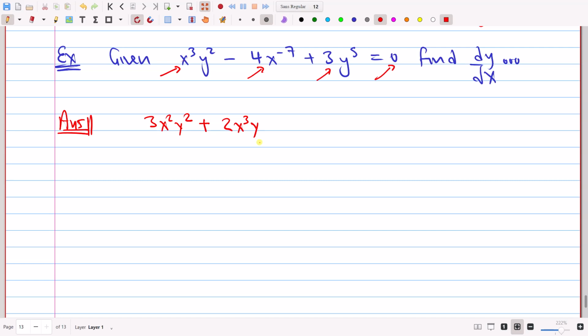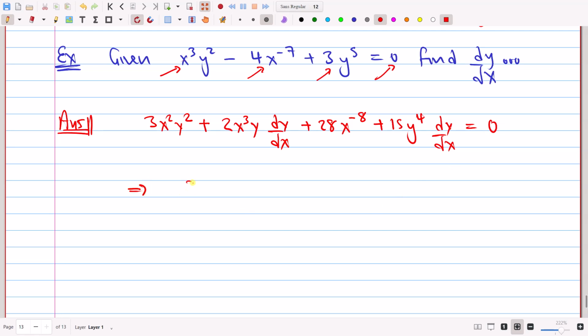Now, the fact that at this instant you were differentiating a y, not an x, when you're done you multiply your answer with dy dx. That's the rule of implicit differentiation. Every time you differentiate a y variable, you multiply the final thing by dy dx. Then here you differentiate this, you get plus 28 x to the minus 8, and then you differentiate 3y to the 5, you get 15y to the 4. But again, here we're differentiating a y variable, so you multiply by dy dx. Then differentiate the right hand side, you get 0.